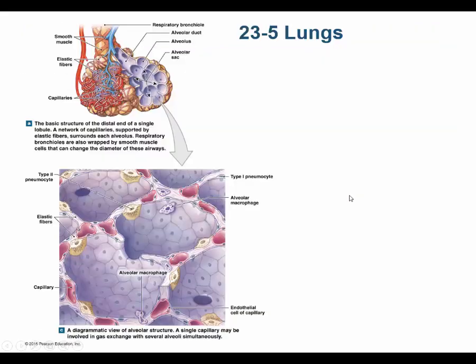So memorize those three types of cells: type 1 pneumocytes, type 2 pneumocytes, and the alveolar macrophages. By the way, the alveolar macrophages are the most abundant cells in the lungs. They don't have the most surface area like type 1 pneumocytes do, but they are the most abundant cells in the lungs. So there's lots of them floating around.